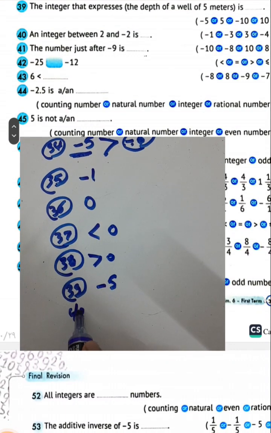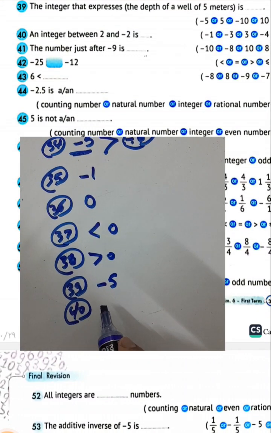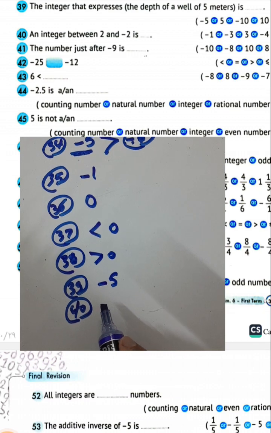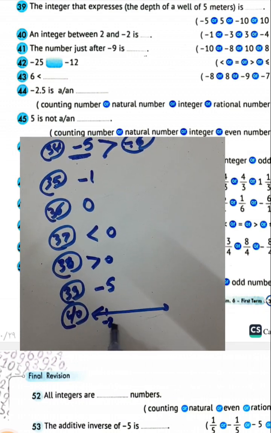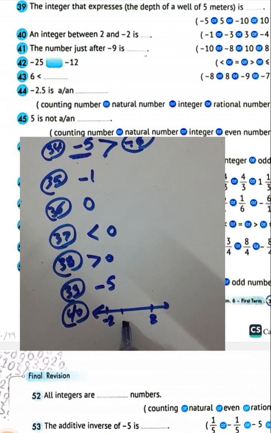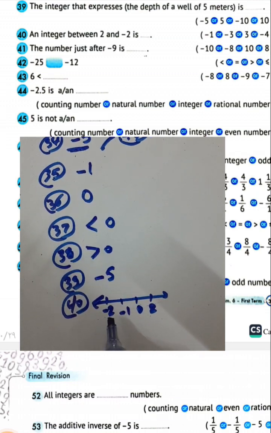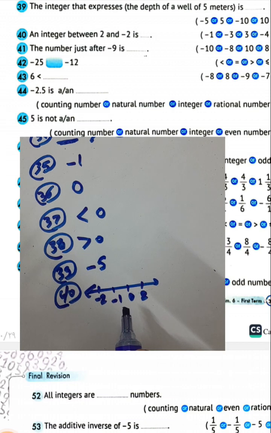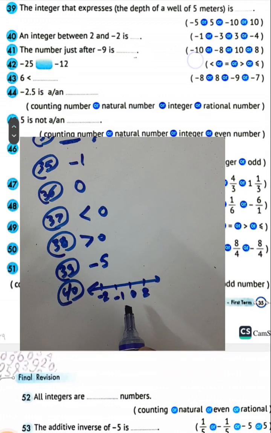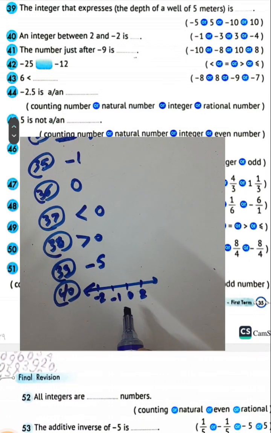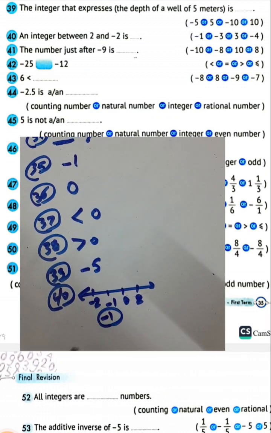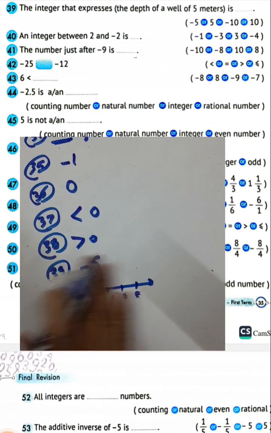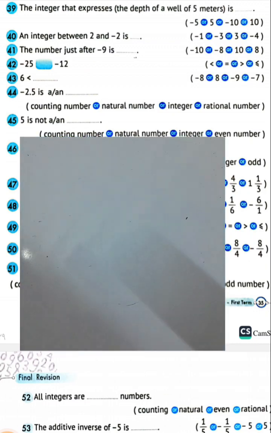Question 40: an integer between 2 and negative 2 is what? We have here negative 2 and 2, and we have negative 1 and 0. We choose negative 1 or 0 from the choices. We will choose negative 1. Right, negative 1 for question 40. Next question.